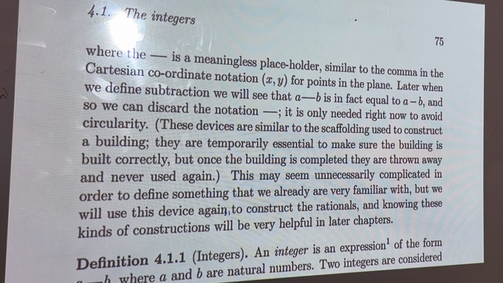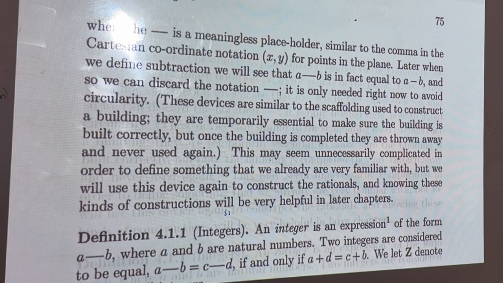the negative sign. This may seem unnecessarily complicated in order to define something that we already are very familiar with. But we will use this device again to construct the rationals, and knowing these kinds of constructions will be very helpful in later chapters. Clever guy.